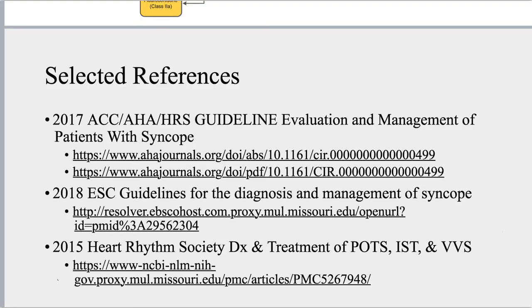Here are the major guidelines whenever you want to find out if there's anything updated. I relied heavily on this 2017 American College of Cardiology, American Heart Association guideline for the evaluation of patients with syncope. And of course, you can look at the journal article online. There's the PDF right there. There is a newer 2018 guideline. It's a European guideline. It is basically mostly the same as this 2017 article. And then, of course, if you're wanting to look at the tilt table test, this 2015 guideline is a good resource for that.